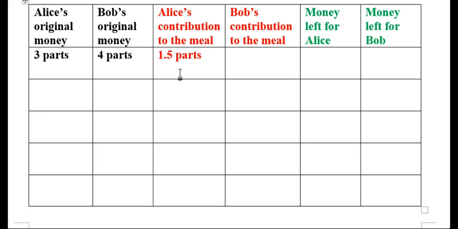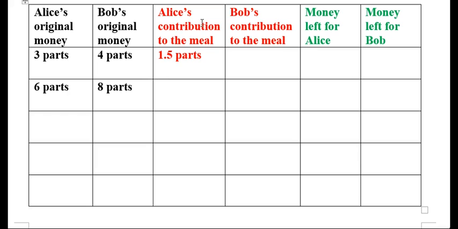1.5 is a decimal number. It's not easy for calculation, so we can try different combinations to make it an integer. So let's start from the second try. Let's assume Alice originally had 6 parts of money. Then Bob would have 8 parts of money, so that their money are in the ratio of 3 to 4.